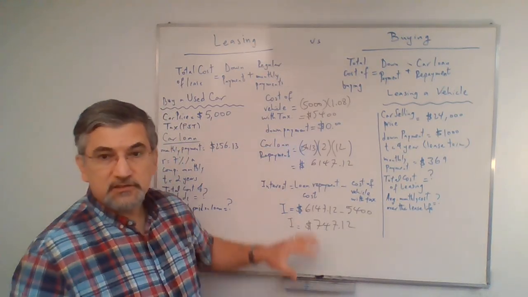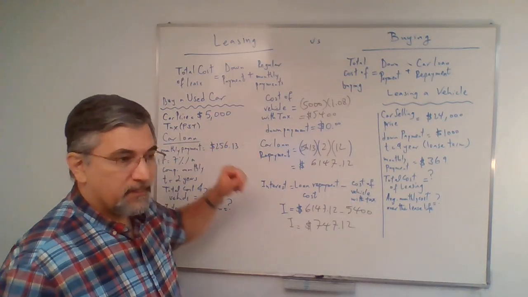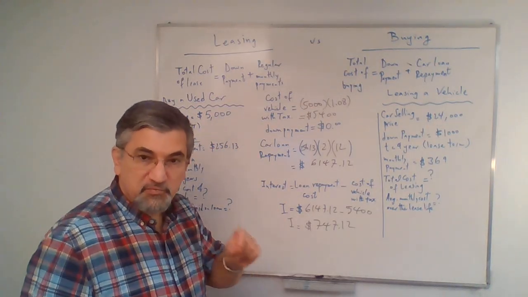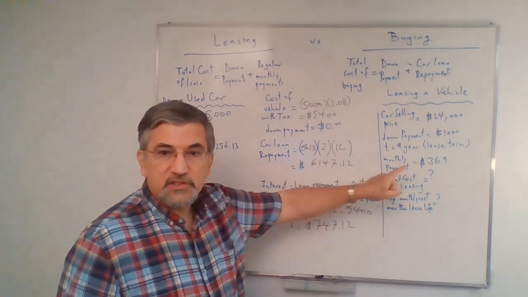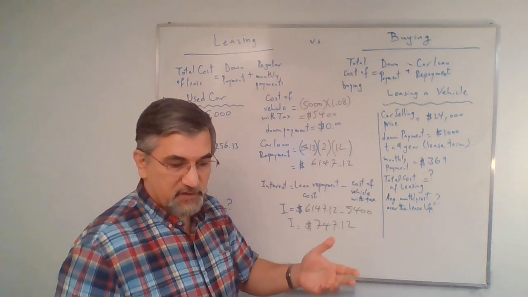So that is the second example I gave you. And this was for buying a used car. Before, I gave you another one for buying a brand new car. And this third example is about leasing a car. So basically, you are renting the vehicle.